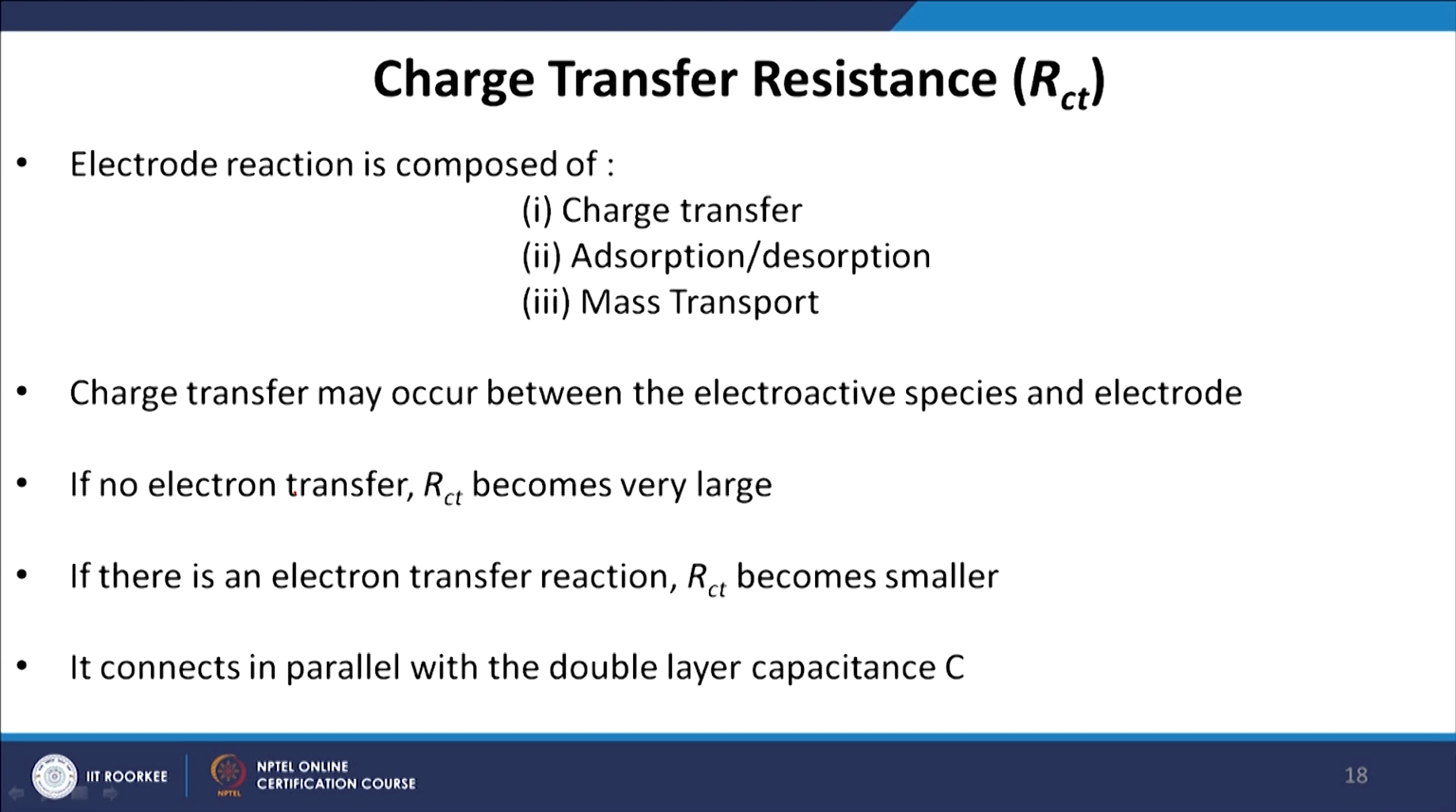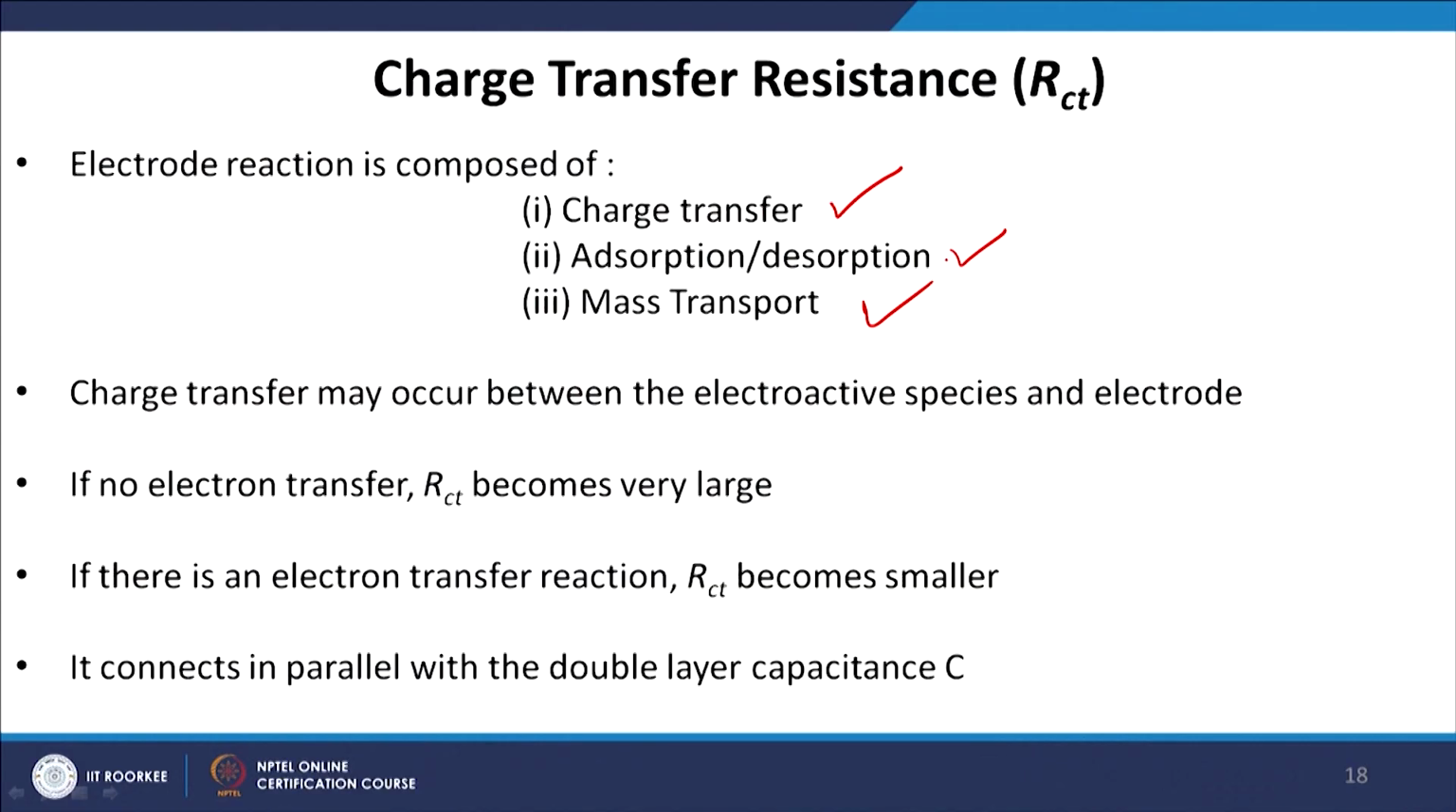Now, the electrode reaction is composed of charge transfer, adsorption or desorption, and mass transport. Let us say I have an electrode which I dipped in an ionic solution. What phenomena can happen? Ions can come and sit on the electrode, or ions already seated on the electrode can go outside. That is called adsorption or desorption. Then the electrode can transfer charge to the ions, which is called charge transfer, or there can be mass transfer also. So these three different phenomena can happen. We have already seen adsorption and desorption. Now, we will look at charge transfer.